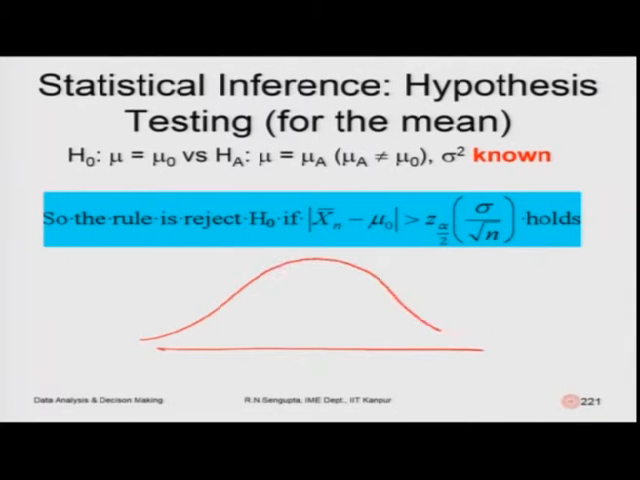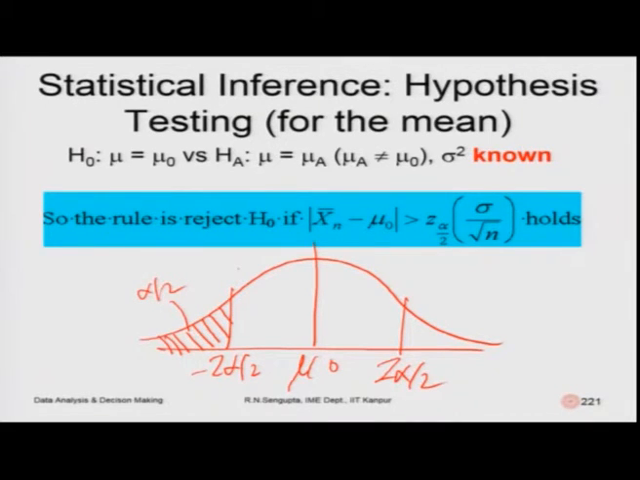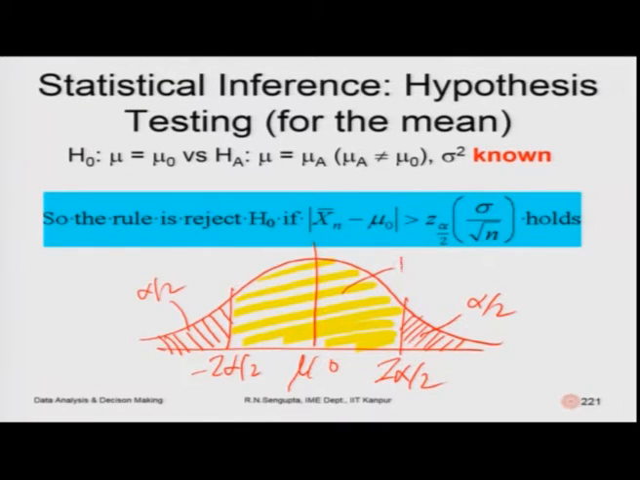Now, let me draw the diagram. This is mu naught, this is minus z alpha by 2. Remember this is by 2, I am harping on this time and again, and I will come to that again. This is z alpha by 2. So, this area is alpha by 2, alpha by 2, and this area is now 1 minus alpha. Now, see the problem here.